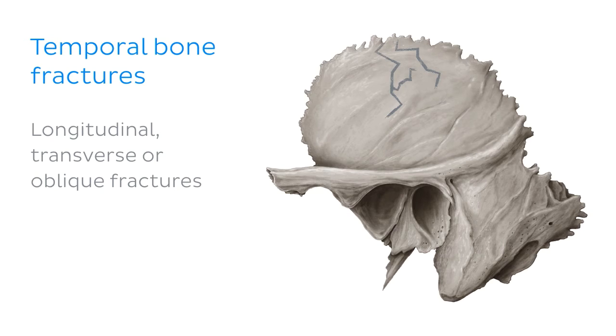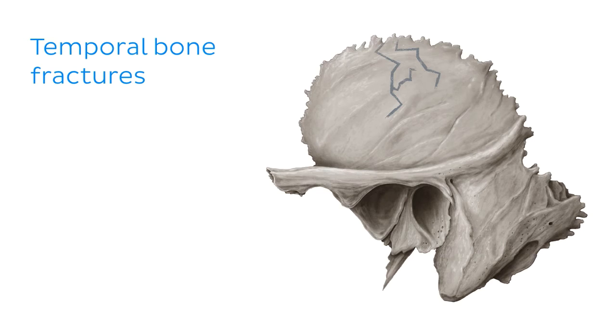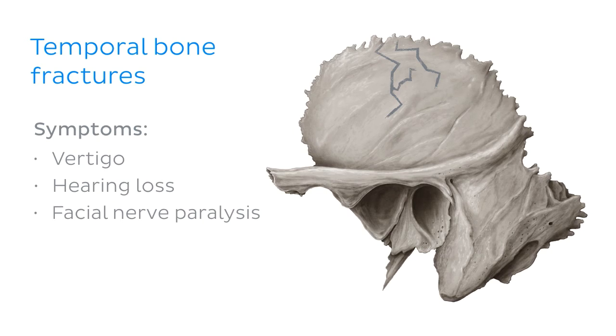As we've mentioned already during this tutorial, the temporal bone contains many different structures such as the facial nerve and the auditory and vestibular systems. Therefore, the signs and symptoms of a temporal bone fracture often include vertigo, hearing loss, and facial nerve paralysis. Another common symptom is the presence of cerebrospinal fluid, or CSF, discharging from the ear canal. This is known as otorrhea.